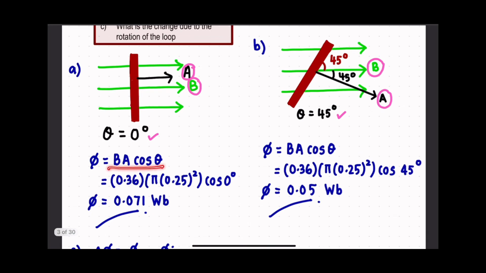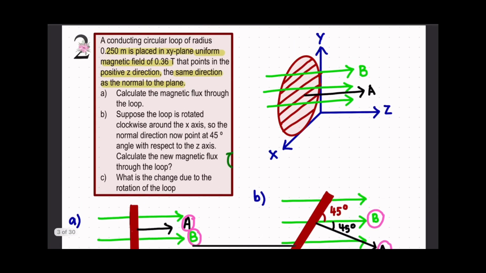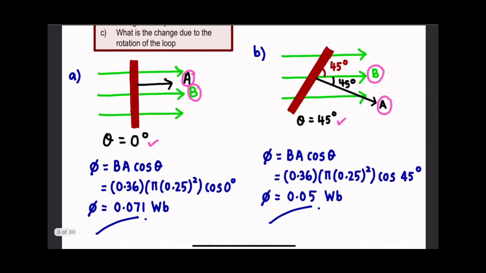So kira je lah. BA cos theta, substitute value of B and area. You kena tahu area dia adalah circular loop, so dia bagi you radius. So formula for area of a circular loop is pi r square. Pi r square, and then cos 0. So we get 0.071 Weber.